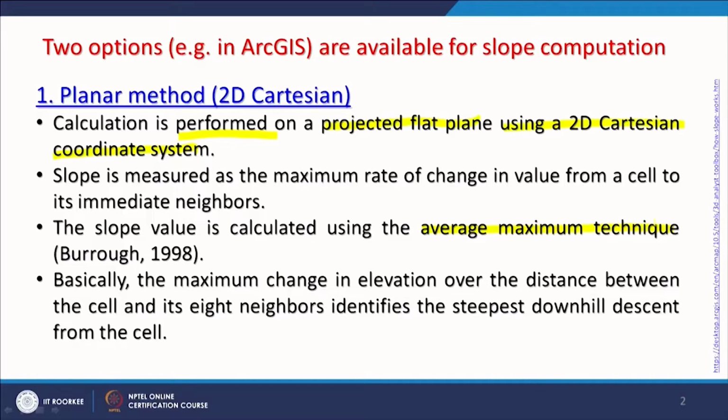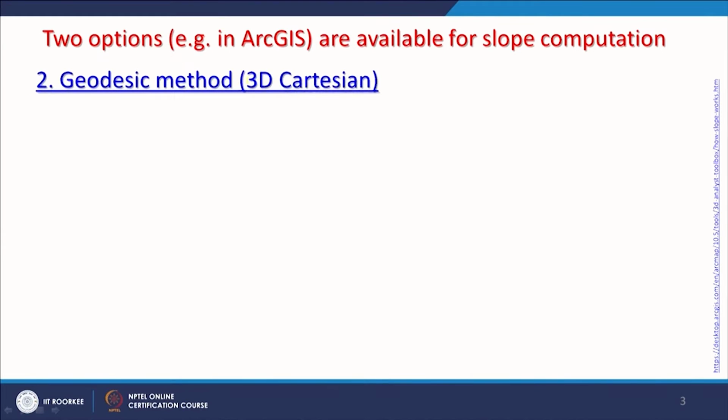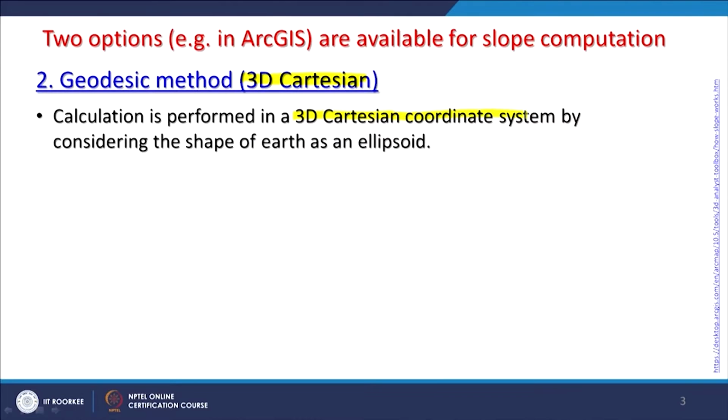So, that means we are talking about a 3 by 3 matrix or kernel, which then identifies the steepest downhill descent from the cell. So, it is a neighborhood analysis basically. Now, another method is the geodesic method or 3D Cartesian method. Here it is not assumed as a plane calculation, but it is 3D. That means the calculation is performed in a 3D Cartesian coordinate system by considering the shape of the earth as an ellipsoid.